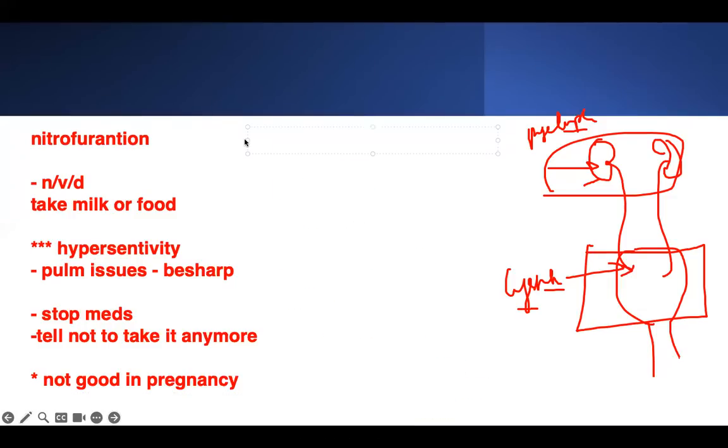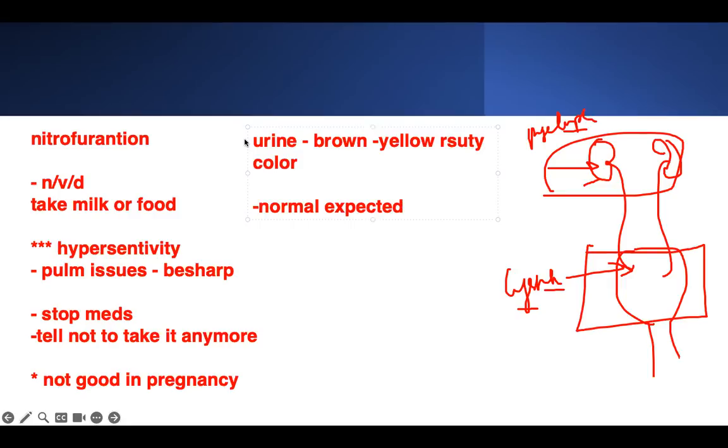As we saw in the first question, you change your urine to what color? Brown, yellow, rusty color. This is a normal, expected finding. It's not a big moment. So don't freak out at all. That's fine. You tell the patient, this is what is going to happen. Don't worry about it. It's okay.